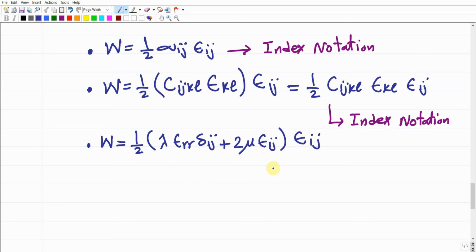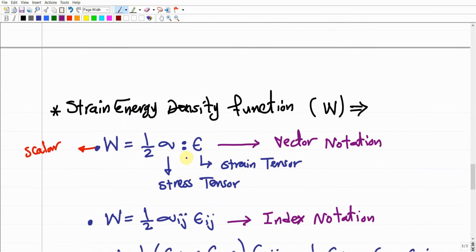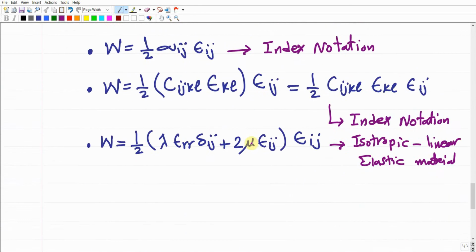This definitely is going to give us the strain energy density function. This is for the case of isotropic linear elastic material. Make sense? So nothing new so far for this strain energy density function.